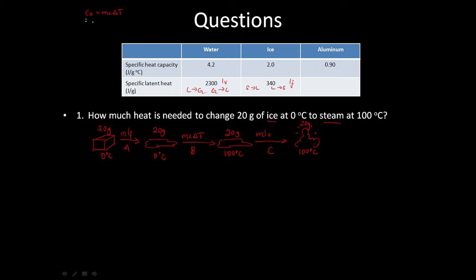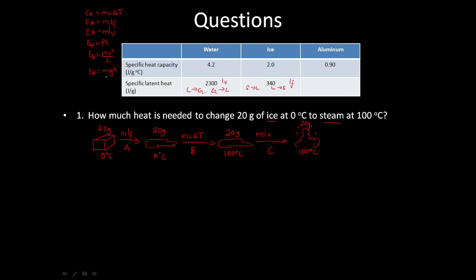We can use EH equal to MLF, or EH equal to MLV, or EH equal to power times time, or EH equals to mv squared over 2, and this is kinetic energy, or EH equal to mgh, and this is potential energy. So remember, I told you all of these are related to heat given off or taken in at some time, because these are all equations for energy.